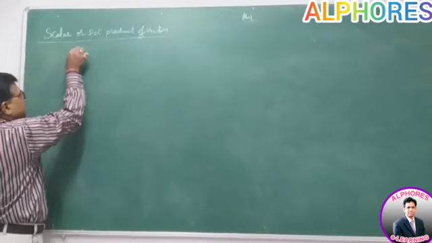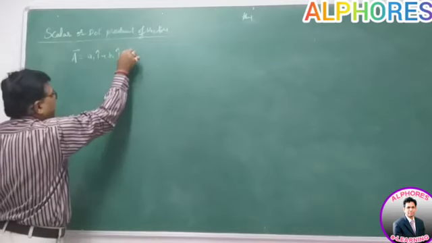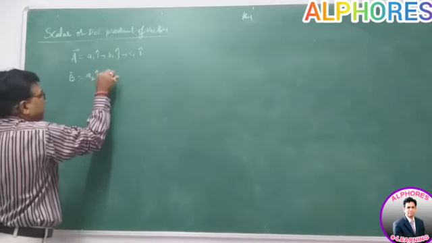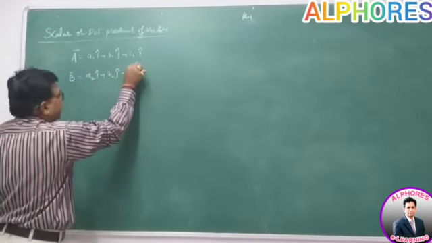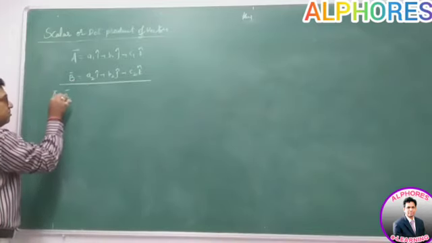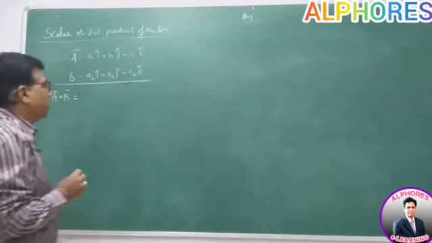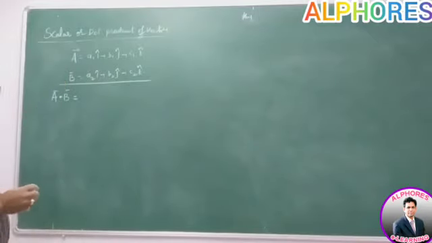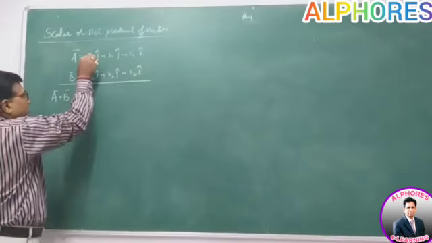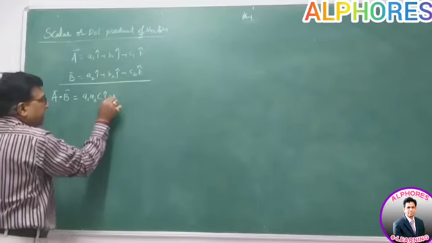If A bar is represented as A1 I cap plus B1 j cap plus C1 k cap, and B bar is represented as A2 I cap plus B2 j cap plus C2 k cap, then suppose you are asked to find A dot B, the dot product of two vectors. Well, it is simple multiplication. You have to multiply each term with every other term. So A is multiplied with B like this. First it is the multiplication of the first two terms, so it's A1 A2 times I dot I.